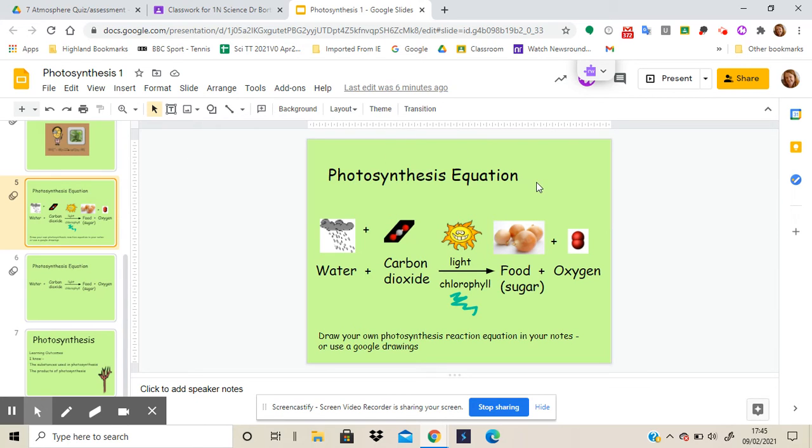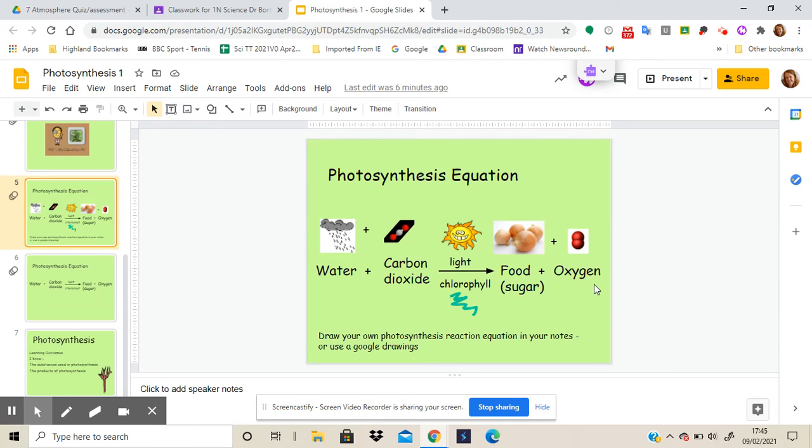This is the photosynthesis reaction equation. You've got water, carbon dioxide. Now we're going to put light and the chemical chlorophyll as part of, not necessarily reactants of the reaction. They help the reaction carry on. So we're going to put them above the arrow and below the arrow. And then you can make food and oxygen.